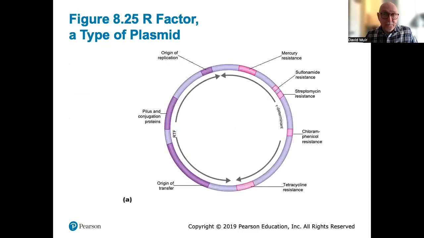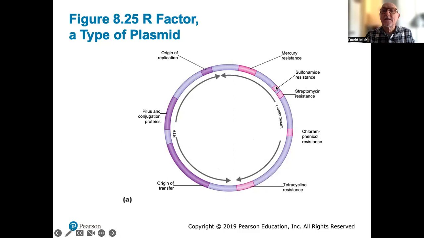So this is a typical F plasmid, but this is also called an R factor. Those which confer resistance to antibiotics are called resistance factors. And this resistance factor also has the genes to function as an F factor. So any cell that possesses this would be an F plus. Here, have a look at what this gene can confer.